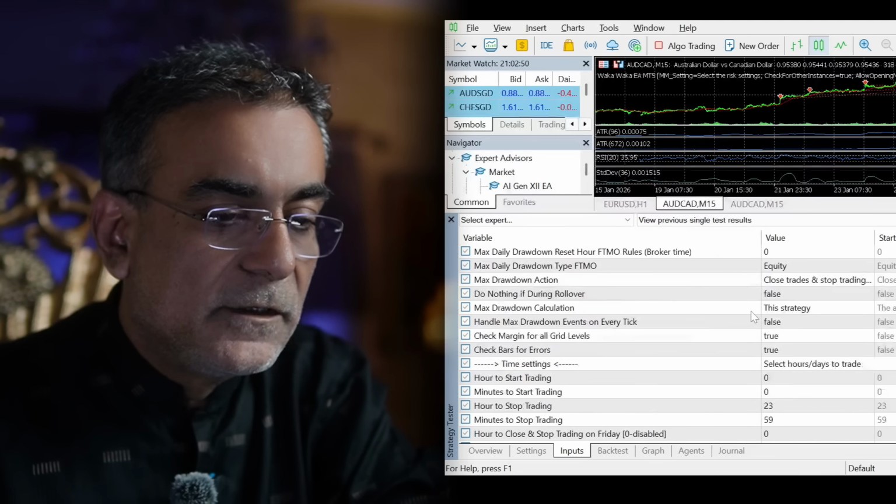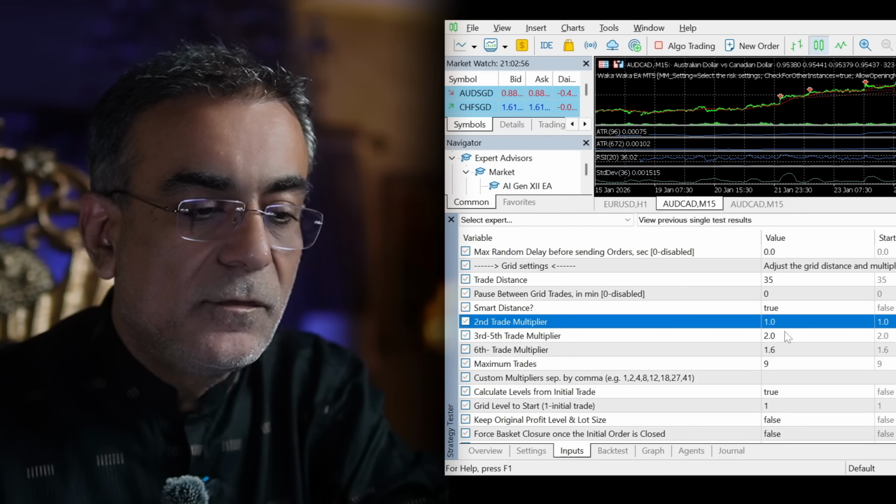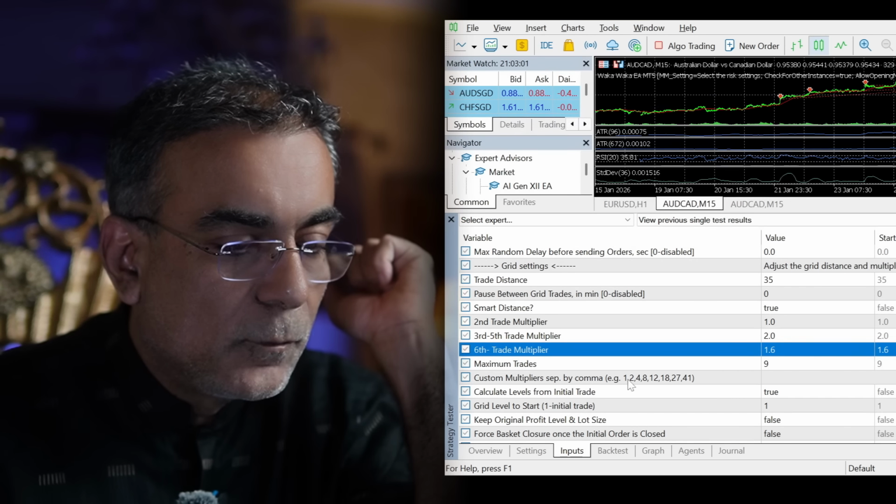And then for all other trades, you have these multipliers. By the way, I think you can also put custom multipliers separated by commas. We can spend another hour going through all of this James Bond 007 stuff. You're more than welcome to download the demo EA and verify it for yourself.